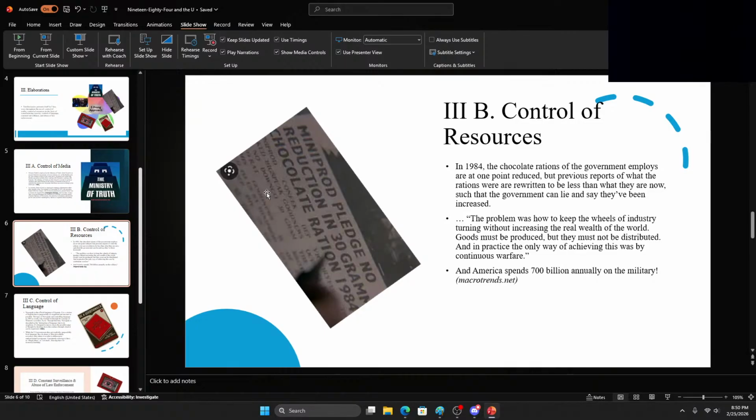So there were existing reports that had it at 30. Winston had to change those to say 15. So that way, when the government announced that chocolate rations would be changed to 20 grams per person, it looked like an increase and people celebrated.